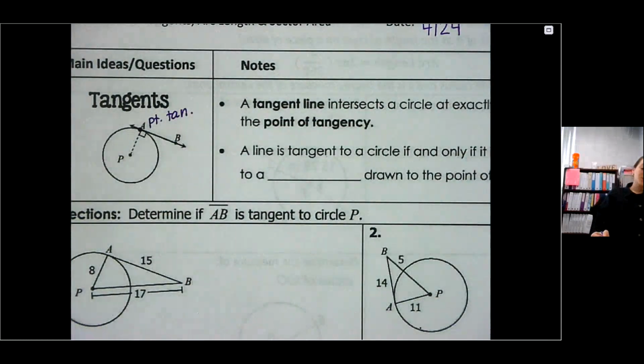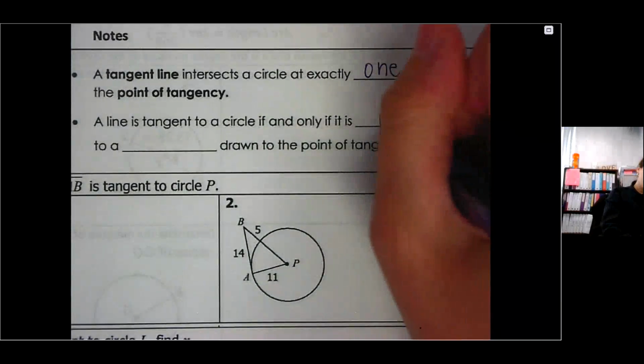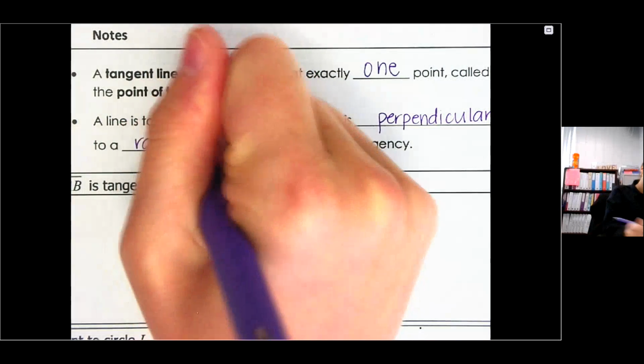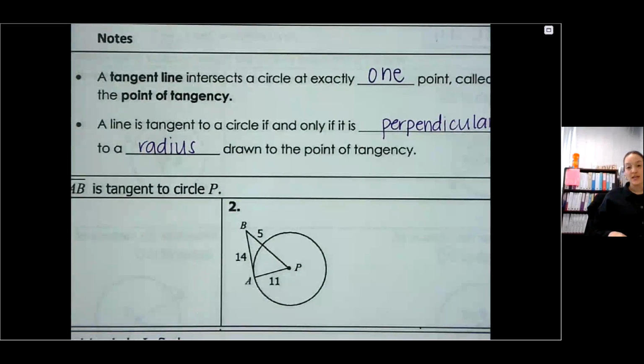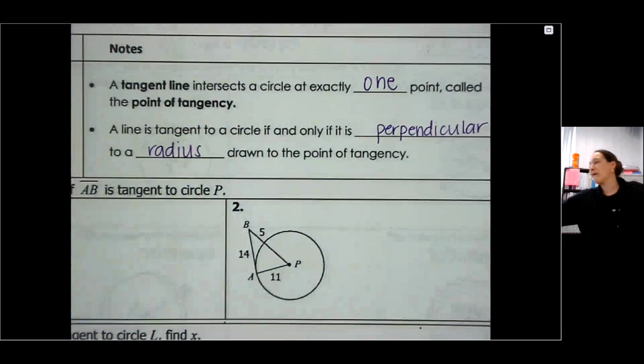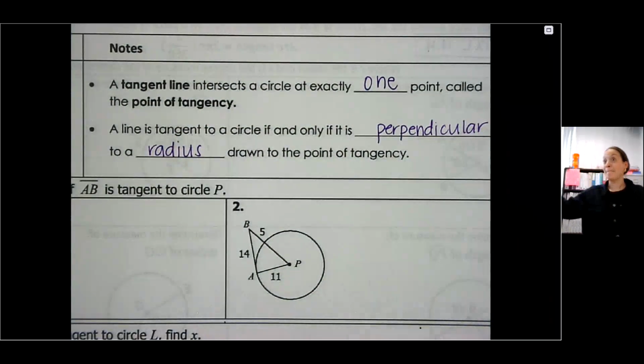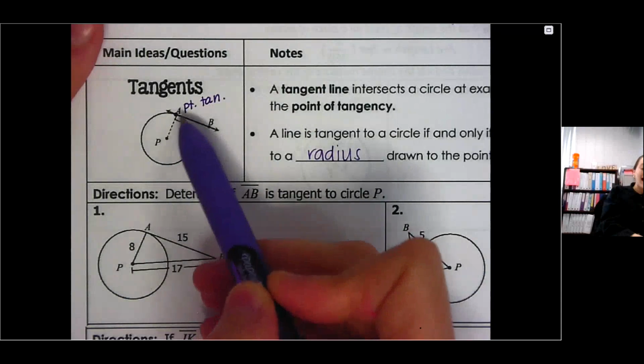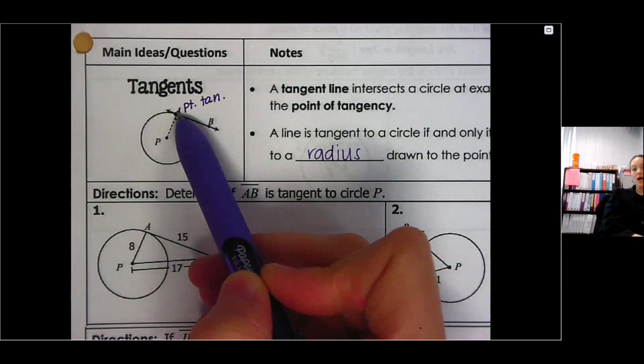A line is tangent to a circle if and only if it is perpendicular to a radius drawn to the point of tangency. What does perpendicular mean? Crossing. What kind of angles does it make when it crosses? A right angle, exactly. So in order to be a tangent line, it has to make a 90-degree angle at the point where it touches the edge of the circle.